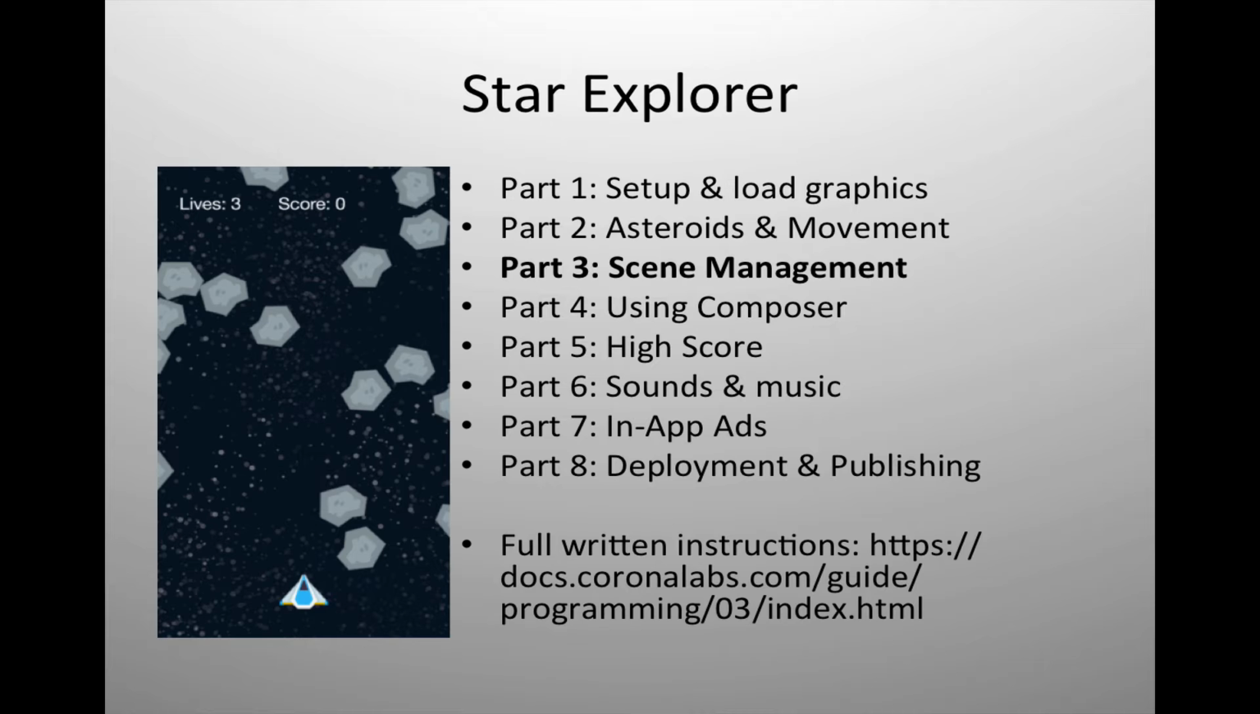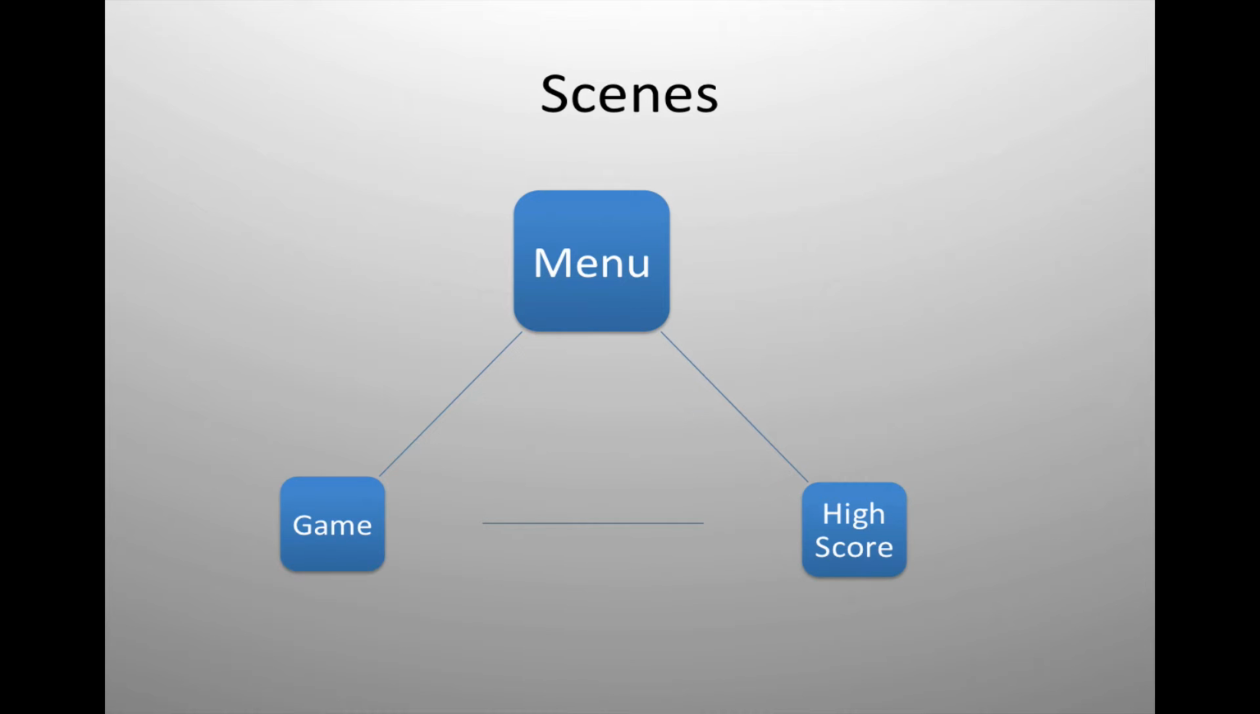We're just going to have to make a few minor changes to what has already been created. If you'd like to see the example code, you can go to docs.coronalabs.com/guide/programming/04, and that will show the text or the written version of this tutorial. Now, our scene management should be fairly straightforward and simple. We want to go from a menu to potentially go to the game or view high scores for the game.